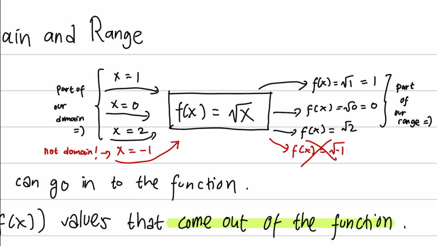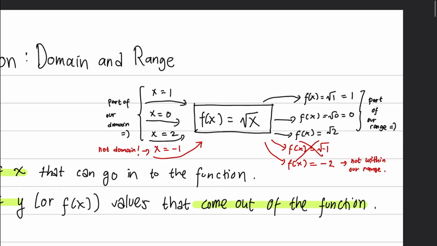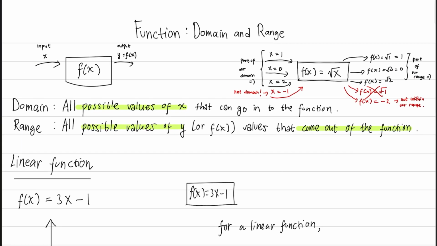What is an example that is not in our range? Well, you cannot have f(x) equals a negative number, for example, negative 2. This is not within our range, because we cannot get a negative number from a square root. Square root always gives us non-negative values. So that is the definition of range.